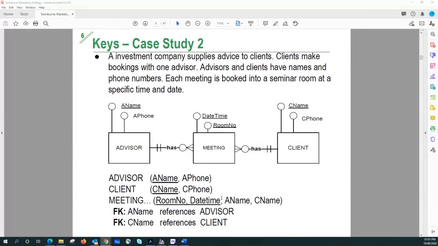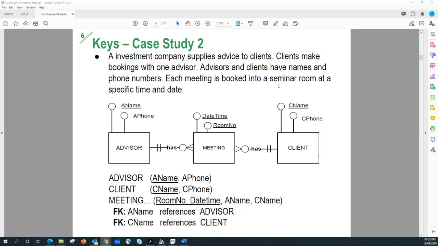Right, now we are coming to the second case study. This case study is a little different to the earlier one, but there are some similarities as well. Now let's go through this case study. Here it says there is an investment company. They supply some advice to the client. Think about a bank, right? They are giving investment advice to their clients. So clients make bookings with one advisor at a time, right? That's what we mean by that. So advisors and clients have names and phone numbers, right? And each meeting is booked into a seminar room at a specific time and a specific date, right?